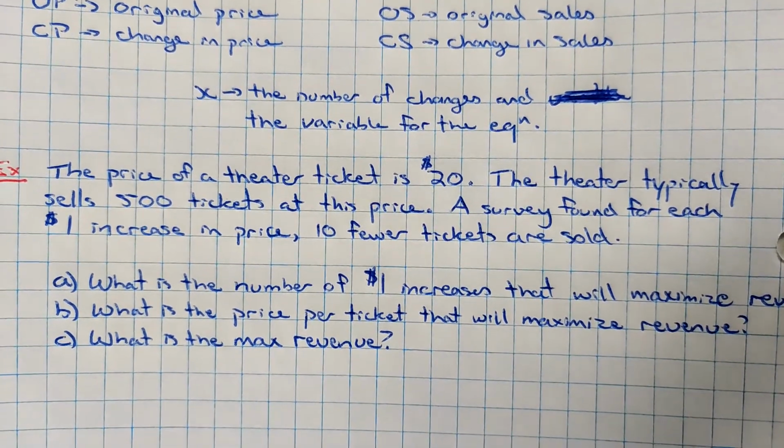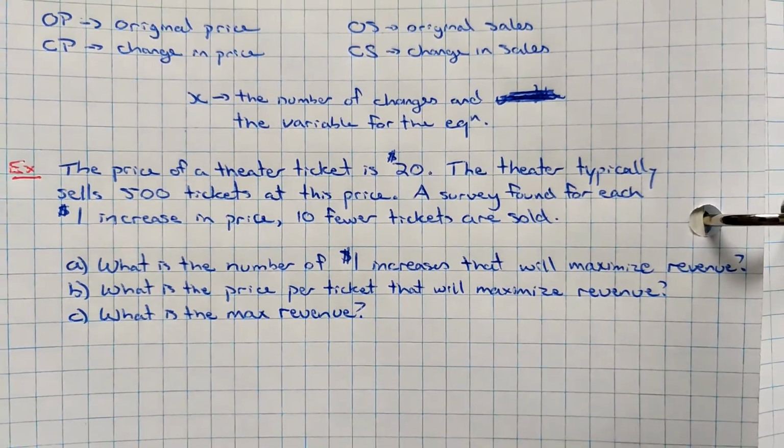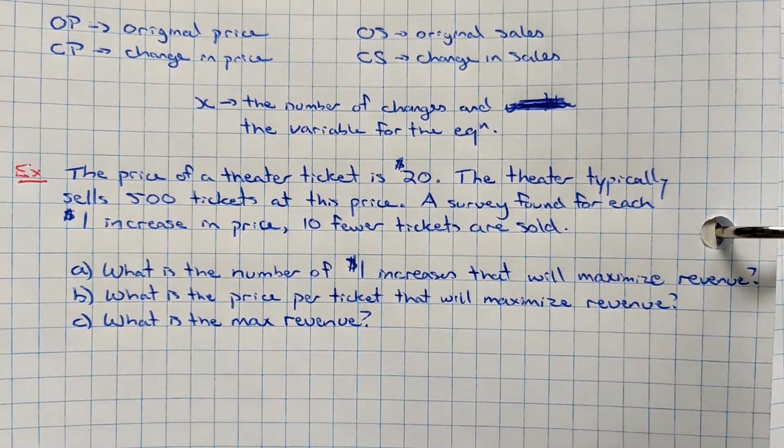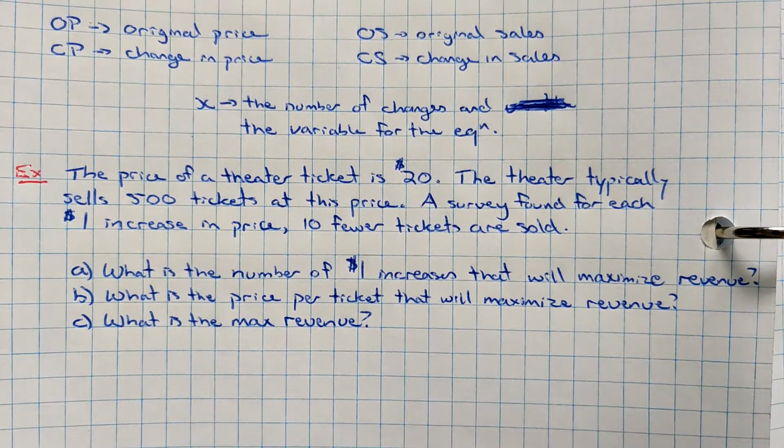The price of a ticket at a theater is $20. The theater typically sells 500 tickets at this price. A survey found that for each $1 increase in price, 10 fewer tickets are sold. So for every dollar we go up, we would sell 10 less tickets. So what is the number of $1 increases that will maximize revenue? What is the price per ticket that will maximize revenue? And what is the maximum revenue?